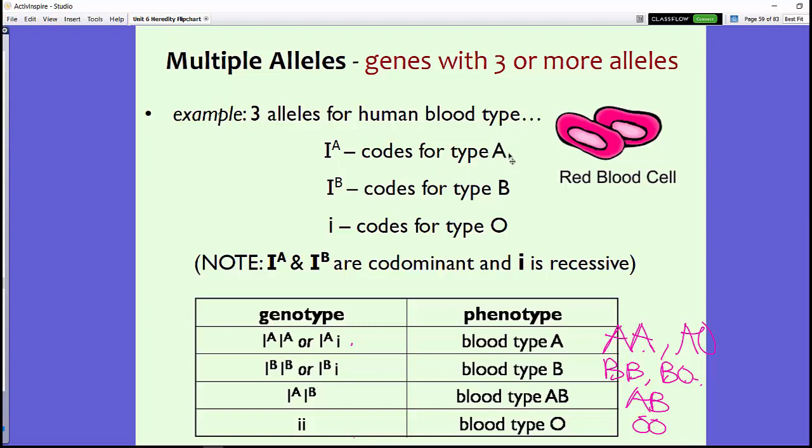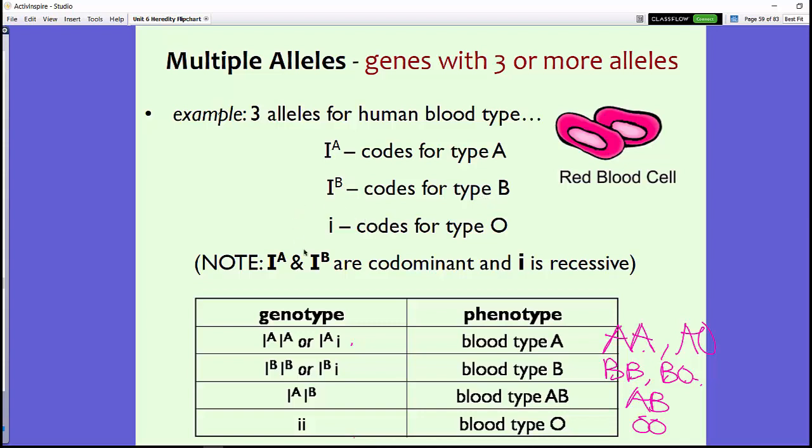We have A, we have B, and we have O. We also know that we have 4 blood types. So these 3 alleles will code for 4 blood types. We have blood type A, blood type B, blood type AB, and we have blood type O. So blood type A and blood type B, if you notice from the top, are written a little bit differently. We have an uppercase I with a superscript of A for type A blood, and then we have an uppercase I with a superscript B for type B blood.